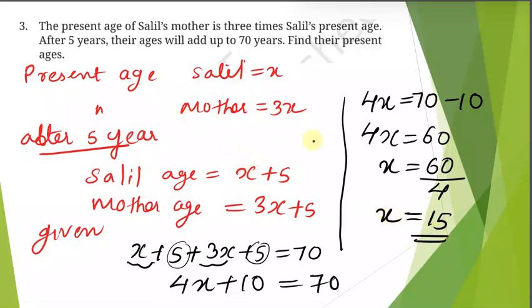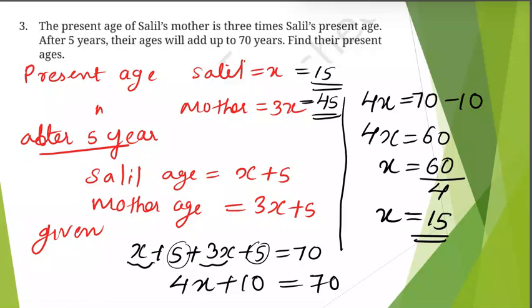So Salil's present age will be 15. The mother's age will be 3 times 15, which is 45. So the age of Salil is 15 years, and his mother is 45 years old. Got the idea? So from the question we have made the linear equation, and we have equated it to the constant value given in the question, like 70, and we find the solution.